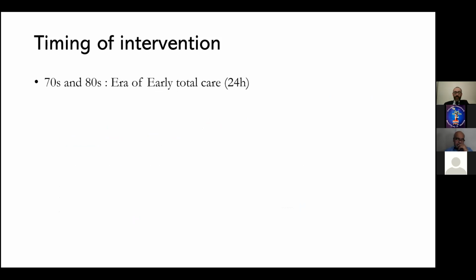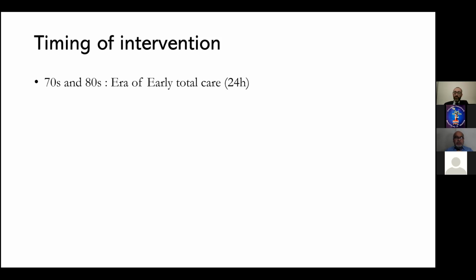So let's go back about 30 years in time, or 40 years. In the 70s and 80s, surgeons were keen to do what's called early total care. So if the patient had a fracture, you fixed this fracture within 24 hours. And what is the cause for this? What are the causes?